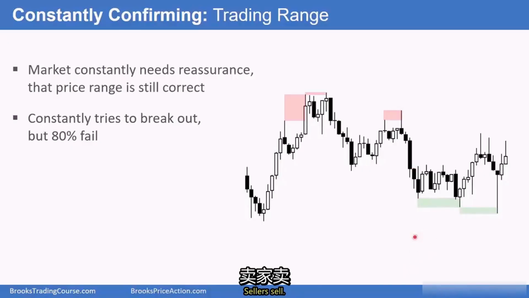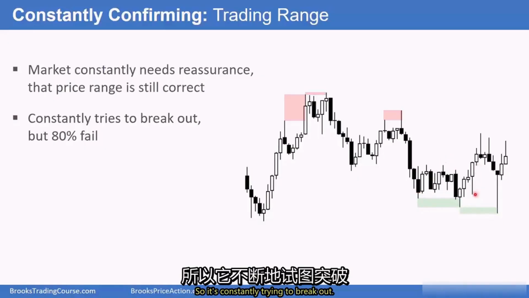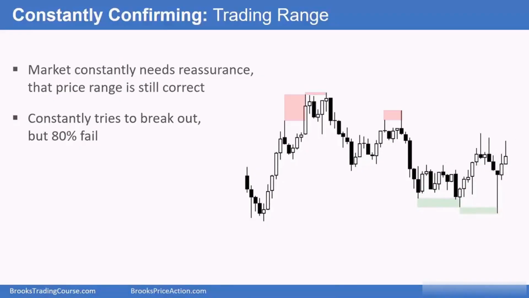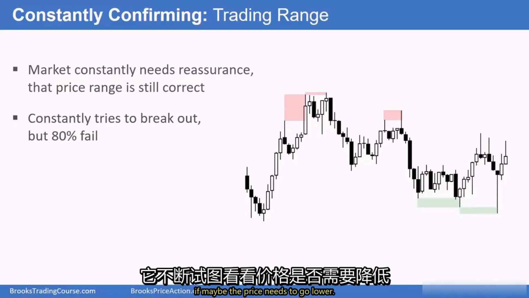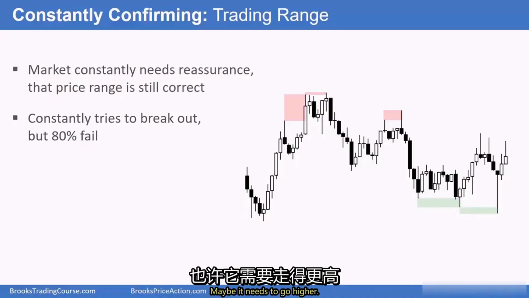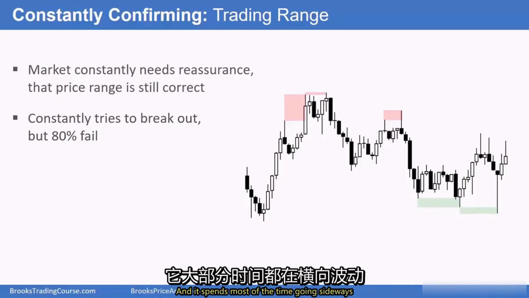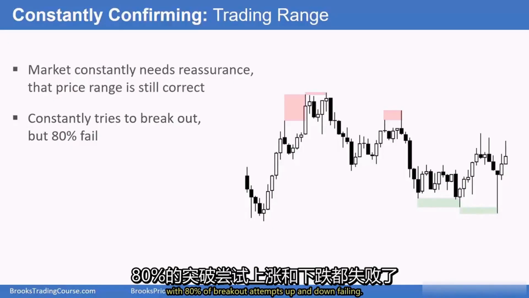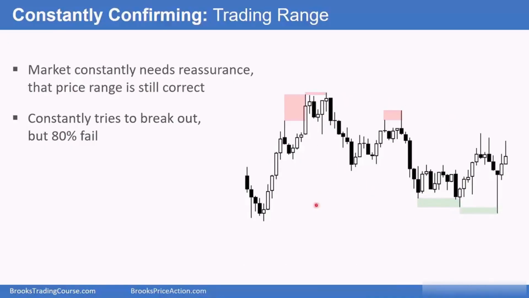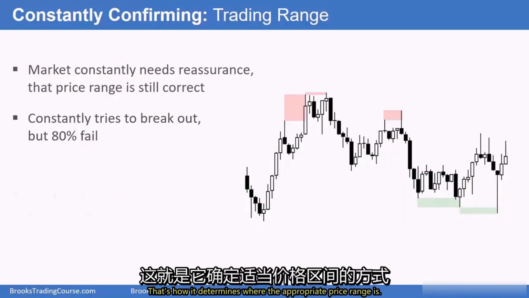Maybe the fair price is down here, so let's try to get there. It cannot get there. Sellers stop, buyers get aggressive. It tries to go down, fails, again and again. So it's constantly trying to break out. It's constantly trying to see if maybe the price needs to go lower, maybe it needs to go higher. And it spends most of the time going sideways, with 80% of breakout attempts up and down failing.